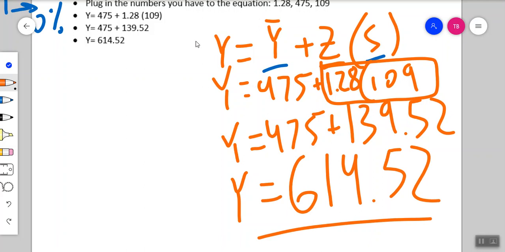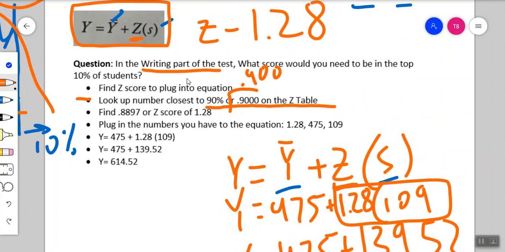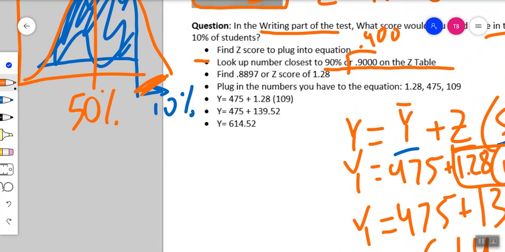So if you recall, in the writing part of the test, what score would you need to be in the top 10% of students? Right here, in this top 10%, the score would be 614.52. So that would be your answer.